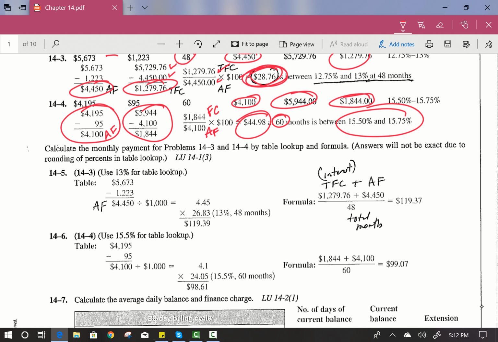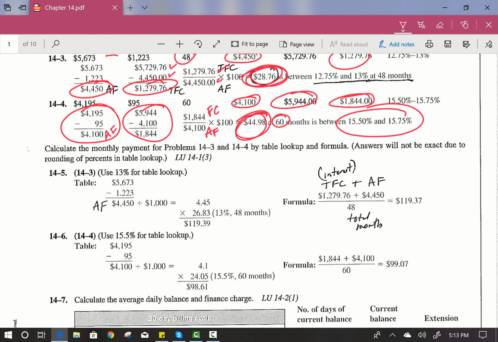Key thing I did is find the table lookup number, which was found by taking the finance charge divided by the amount financed, then taking that times the table value of 100 to give us $44.98, found the corresponding factor of 60 months, and then the two columns that contain $44.98, and come up with the APR of 15.5 and 15.75%. Okay, then number 5, calculate the monthly payment for problems 3 and 4, the ones that we just completed by table lookup and then by formula. So answers will not be exact due to the rounding of percents in the table lookup.